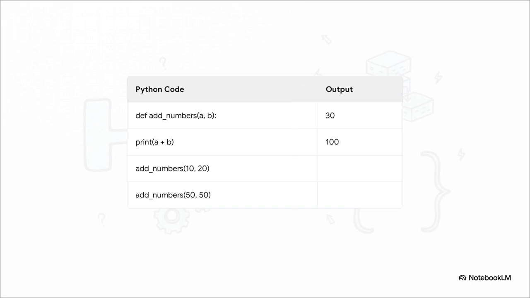And guess what? Functions can receive multiple values too, not just one. Here we have def add numbers a, b. We can call it with 10 and 20 or 50 and 50. But there is an incredibly important rule to remember here. The values are passed in the exact same order as the parameters. So the first number always goes to A, and the second number always goes to B.